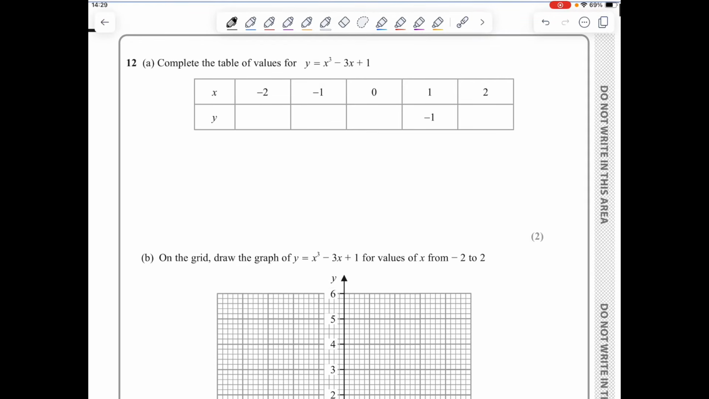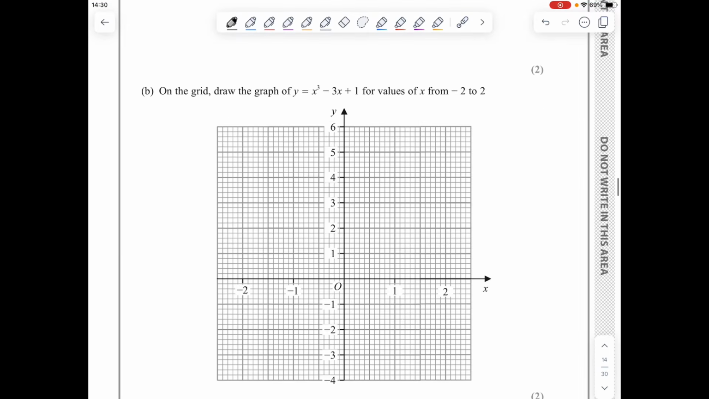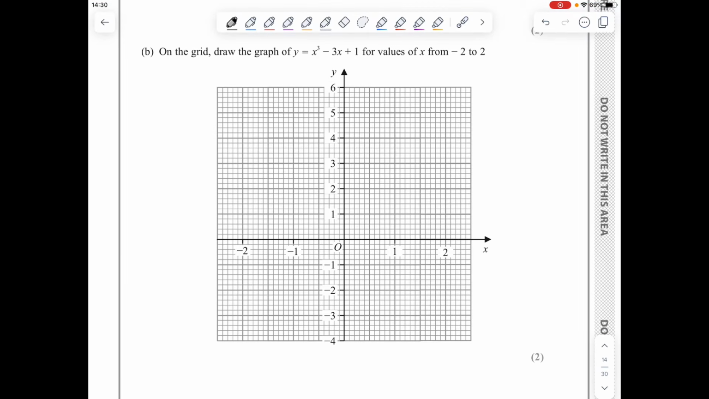For part A of question 12, just plug in the x values into the equation to get the corresponding y values, which are minus 1, 3, 1, minus 1, and 3 again. So we have 5 coordinates. Now for part B, we need to plot those 5 points and then use a smooth curve to join those 5 points.